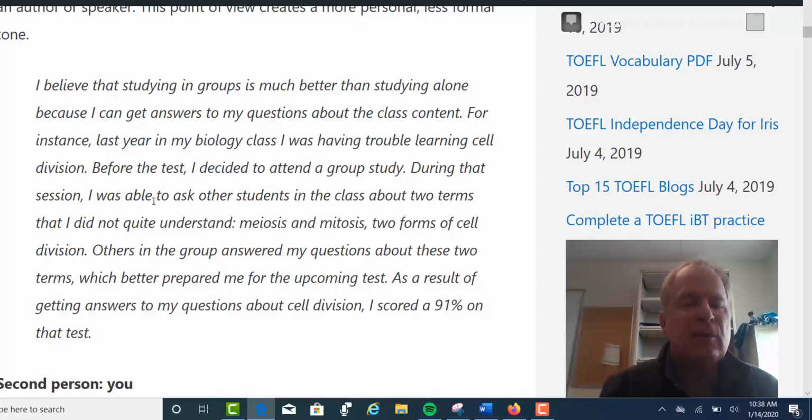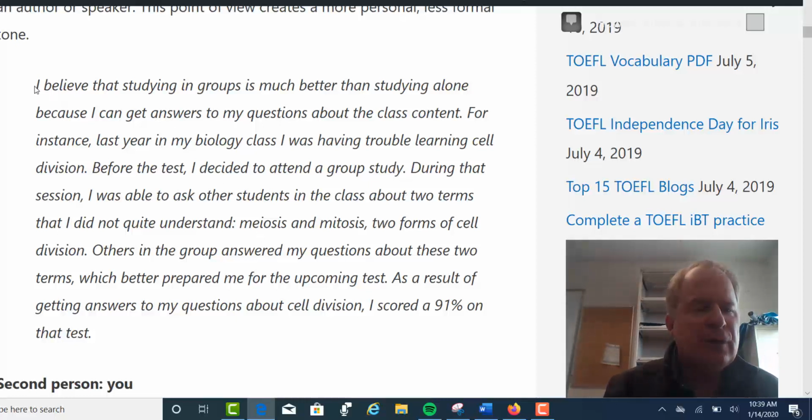During that session, I was able to ask other students in the class about two terms that I didn't quite understand: meiosis and mitosis, two forms of cell division. Others in the group answered my questions about these two terms, which better prepared me for the upcoming test. As a result of getting answers to my questions about cell division, I scored a 91% on that test.